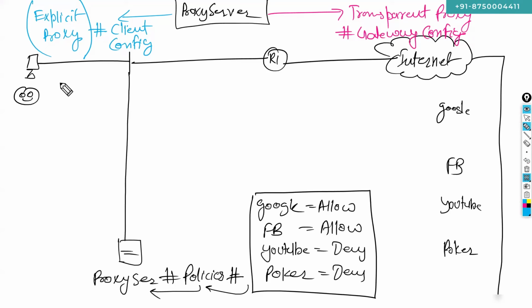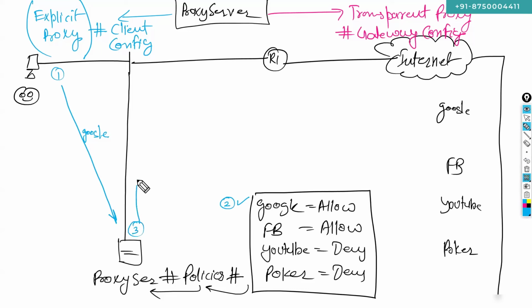Then the client will directly send a request to the proxy server. Like the client is saying to the proxy that I want to go to google.com. The request will come to the proxy. The proxy will check, okay, Google is allowed. Now this will be your second step, policy check.